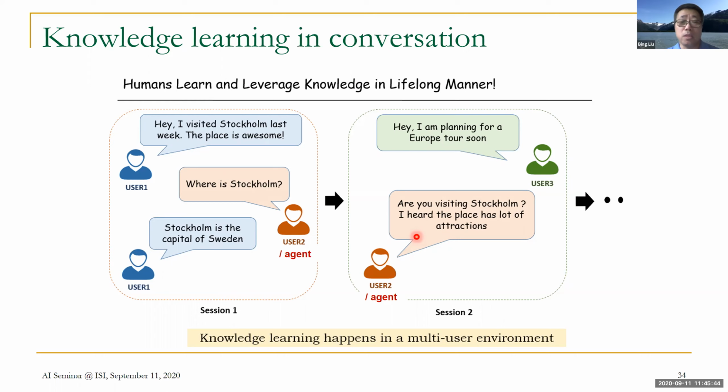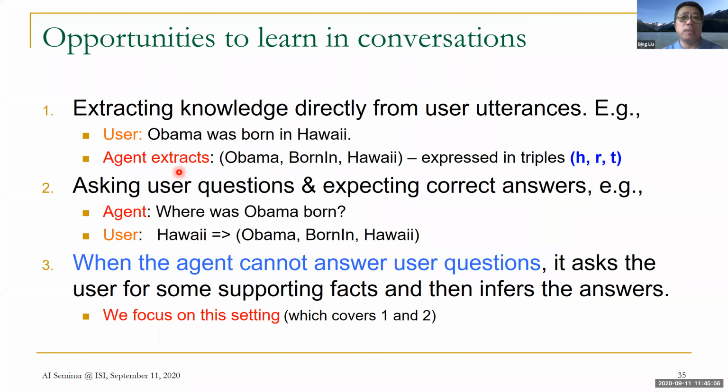To make your conversation in the future much richer. Especially in this internet kind of environment, you have so many people talking with a single agent, and then you have lots of chances to learn something. So what are the opportunities to learn in conversations? The first thing is you can extract knowledge from the user utterances. For example, they said Obama was born in Hawaii. Then you can extract that. This is a piece of knowledge which is probably going to be useful when somebody else asks in the future. You can also ask a question when you don't know and you're expecting a correct answer.